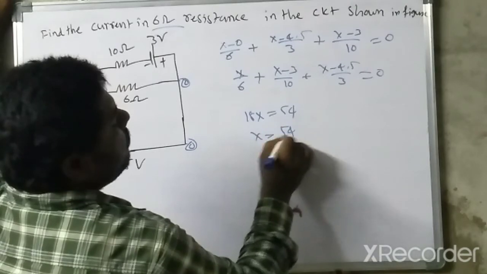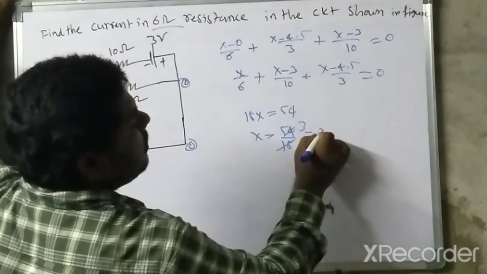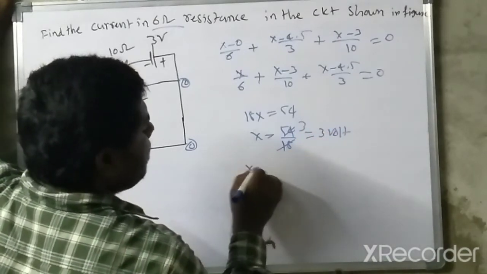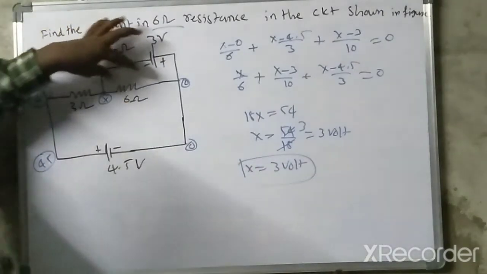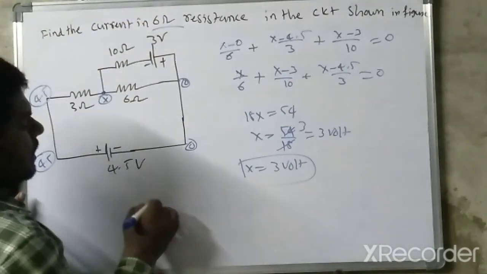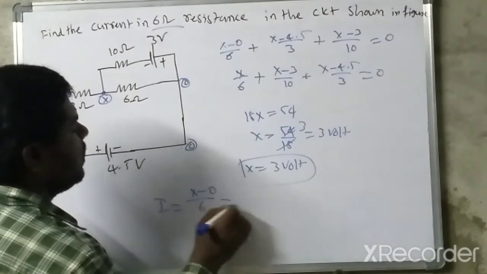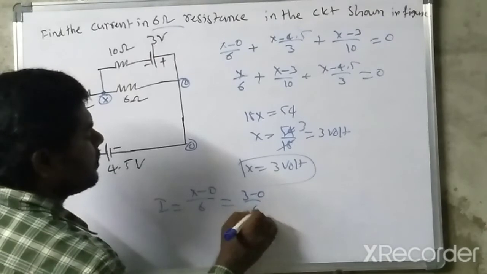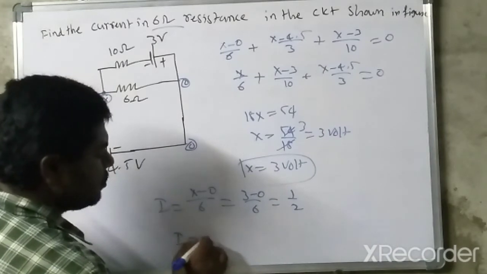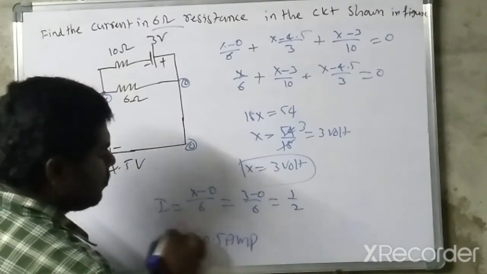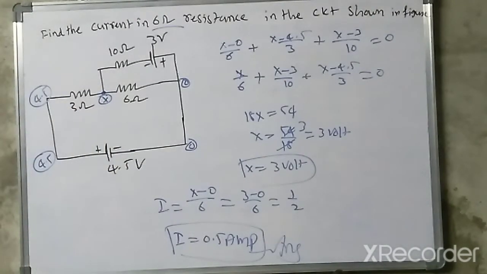X is equal to 54 divided by 18. 18 ones are 18, 18 threes are 54, so X is equal to 3 volt. Once we know this potential, across this resistor the current I is equal to X minus 0 divided by 6, nothing but 3 minus 0 divided by 6, so 1 by 2. So current I is equal to 0.5 ampere. This is the answer to the question.